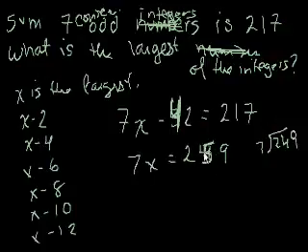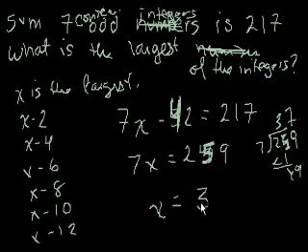See how brave I am? I do this thing in real time. 259. So 7 goes into 259. Let's see, 7 goes into 25 3 times. 3 times 7 is 21. 49 goes into 37 times. So we get x is equal to 37.